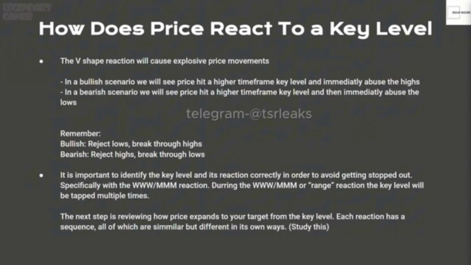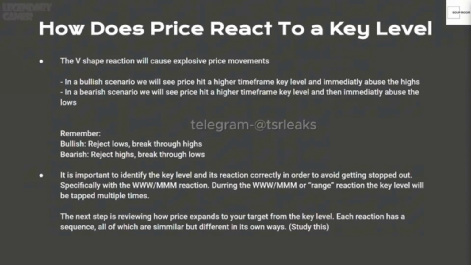How does price react to a key level? Okay, the V-shaped reaction will cause explosive price movements. Price, if bullish, will be electrocuted by a low and immediately run through highs. In a bullish scenario, we will see price hit a higher time frame key level and immediately abuse the highs. In a bearish scenario, we will see price hit a higher time frame key level and then immediately abuse the lows. Abuse the highs and abuse the lows basically means breaking highs and breaking lows.